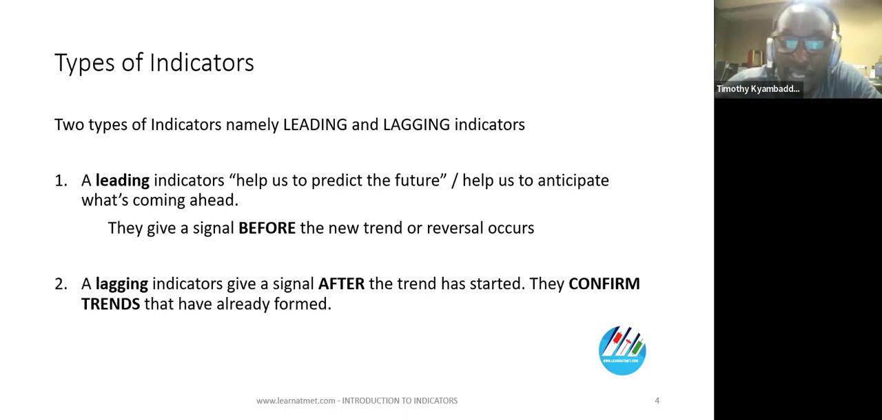Lagging indicators, on the other hand, give us a signal after the trend has started. And basically, they're just confirming that the trend has actually formed. Okay, so all types of indicators that we have in our Forex charts are either going to be leading or they are going to be lagging. All of them can be classified as one or the other. Of course, most of the common ones are lagging indicators.